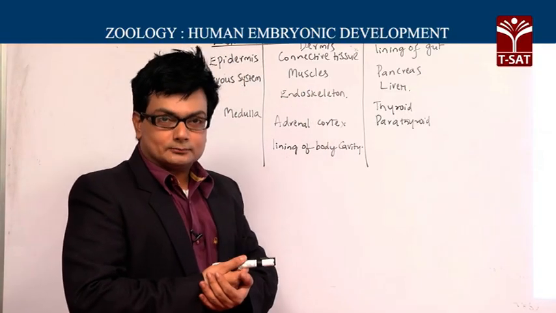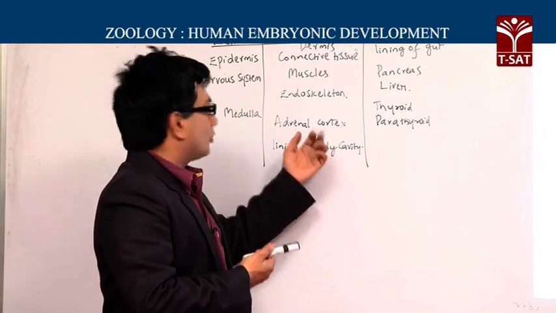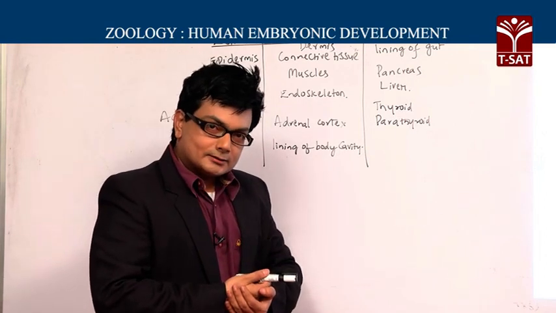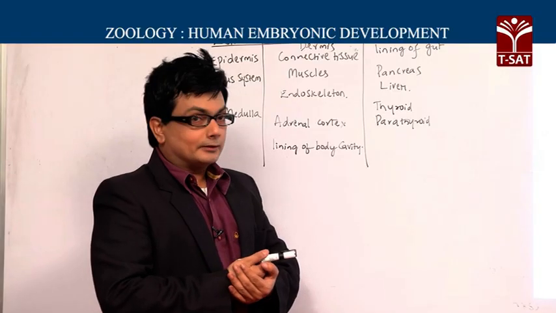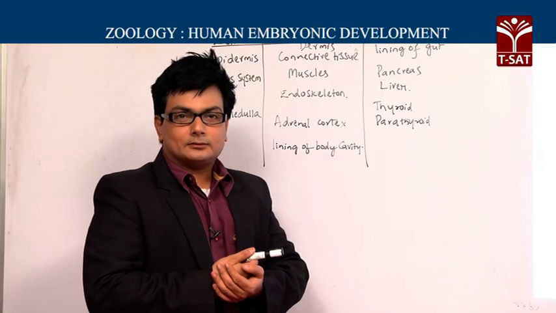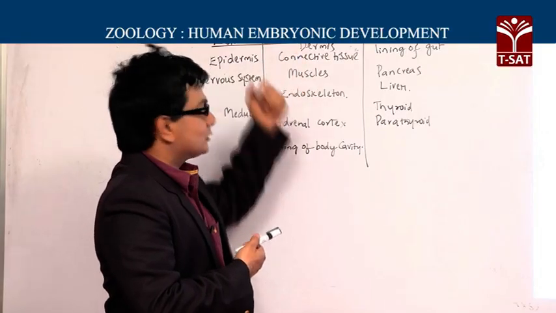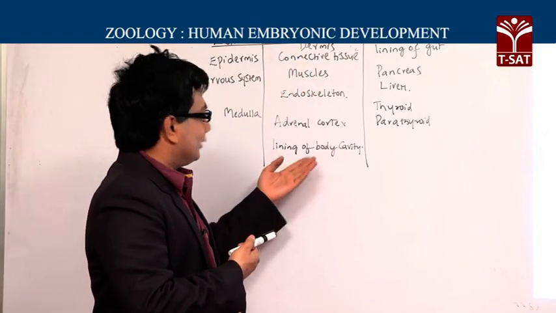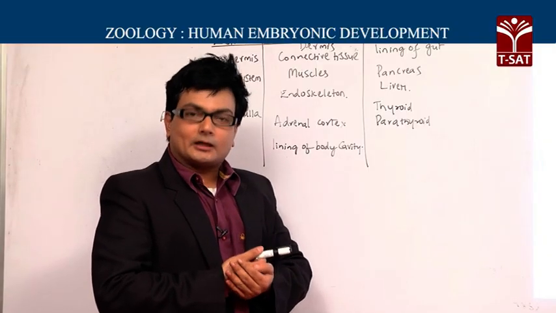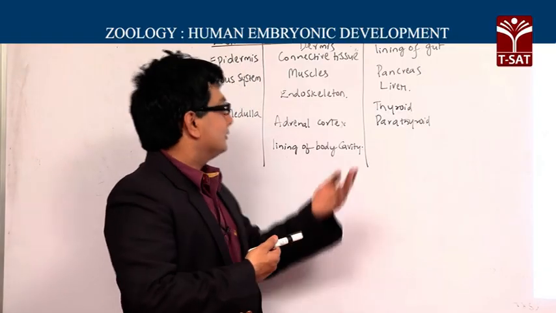The human endoskeleton, which includes the 206 bones, the adrenal cortex. The suprarenal gland's outer region is the adrenal cortex, and that is regionalized into 3: the zona fasciculata, zona reticularis, etc. That one is from the mesoderm, and the lining of the body cavity. We all know in eucoelomates, the body cavity is lined by the parietal and the visceral layers, and that is from the mesoderm.